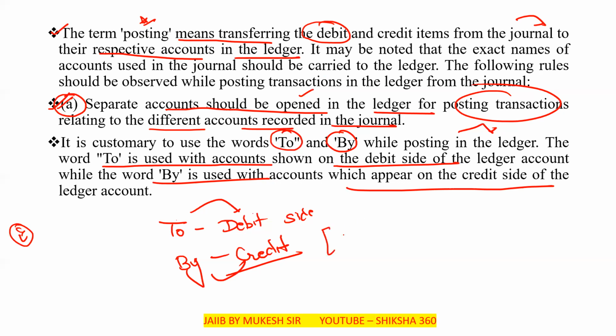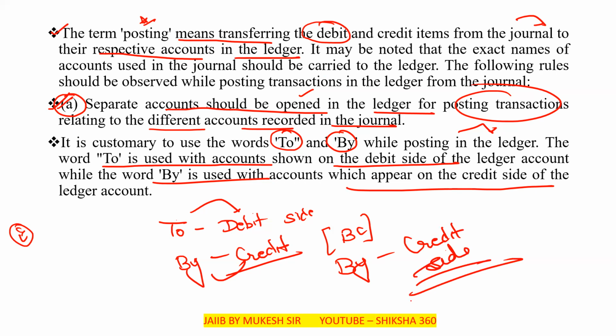You have to remember that by is to be represented on the credit side. So please remember these things: to is represented on the debit side and by is represented on the credit side. These are very important things. They seem like easy points, but at the time of the examination we have to remember all of them so that we are able to answer the question.